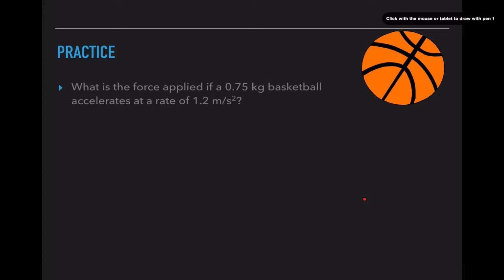What is the force applied if a 0.75 kilogram basketball accelerates at a rate of 1.2 meters per second squared? So over on the side, we're going to list our knowns and unknowns. F equals, m equals, a equals. And the mass is 0.75 kilograms. The acceleration is 1.2 meters per second squared, and force is our question mark.